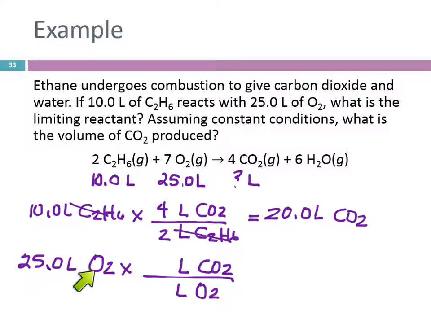25 liters of oxygen. Do I have this right? Liters of CO2 over liters of oxygen. 4 liters of that to 7 of that. I'm not going to do that one in my head. I don't divide anything by 7. 25 times 4 divided by 7. Here we get 14.3 liters of CO2.